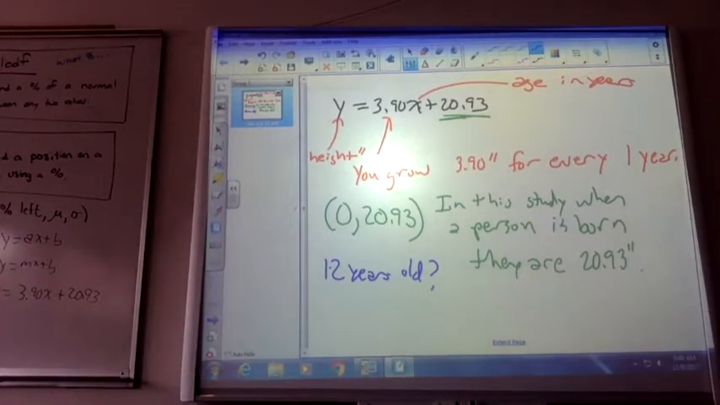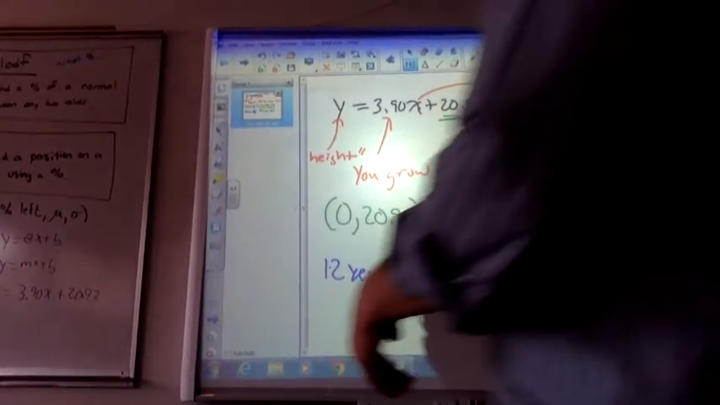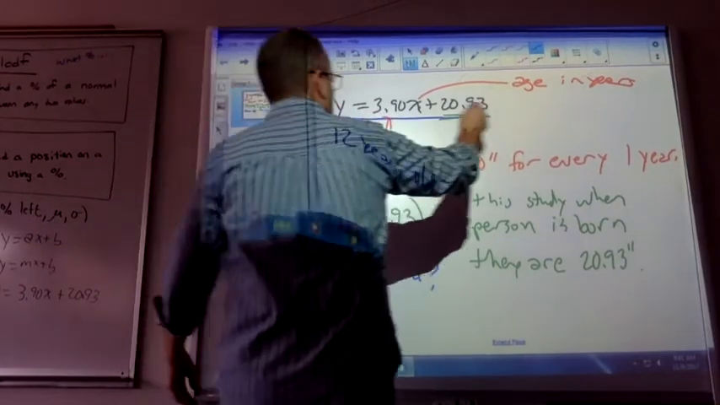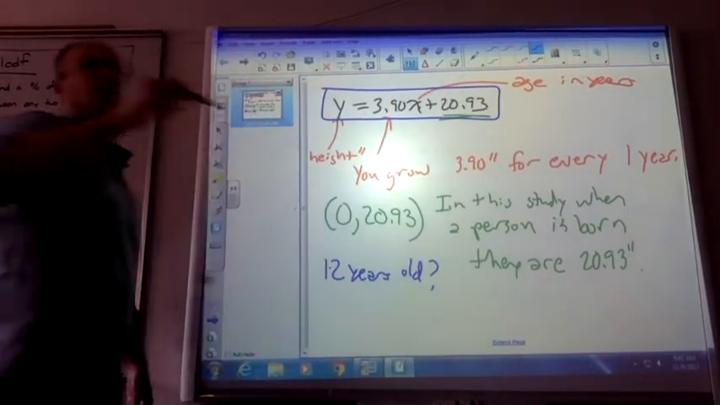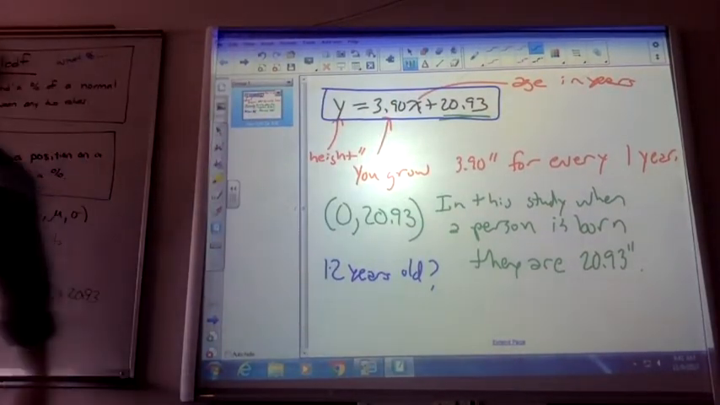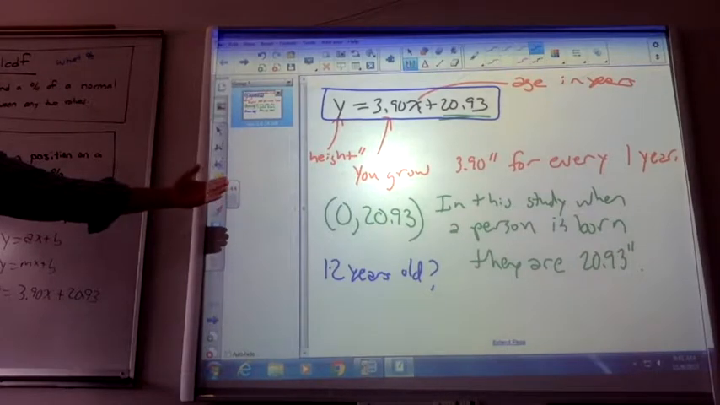Do I plug it in for 20.93? No, that'd be ridiculous, plugging a number in for a number. Do I plug it in for 3.90? Do I replace 3.90 with 12? No, I plug it in for x because I know x is the age in years. So I'm going to take my equation, and this was the equation that our calculator generated, and we rounded it to 2 decimal places so we didn't have to deal with something that's out 10 digits.